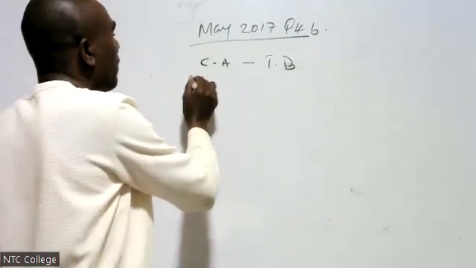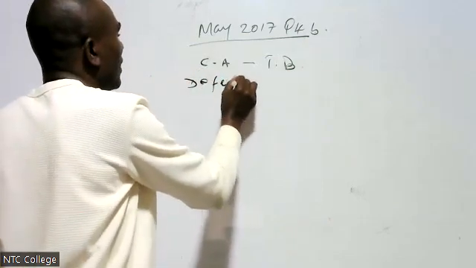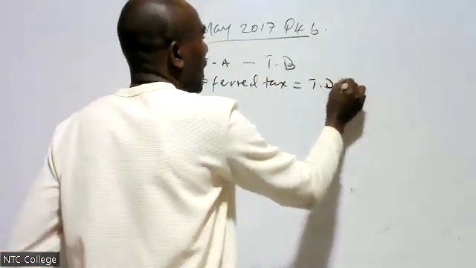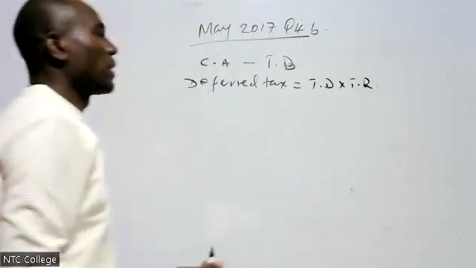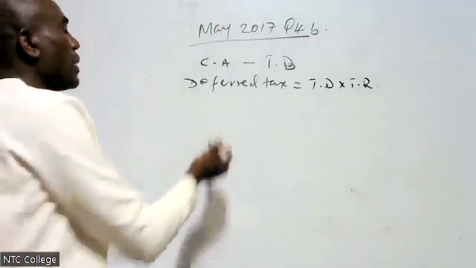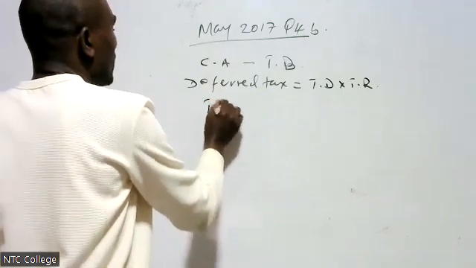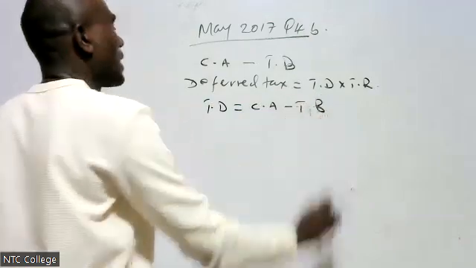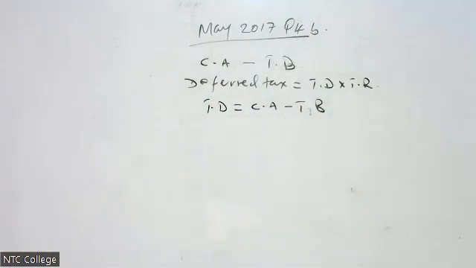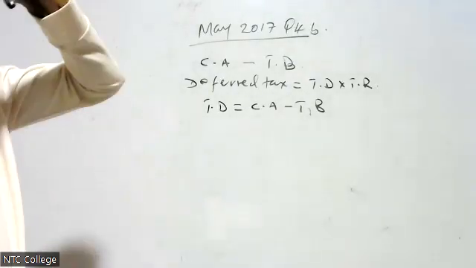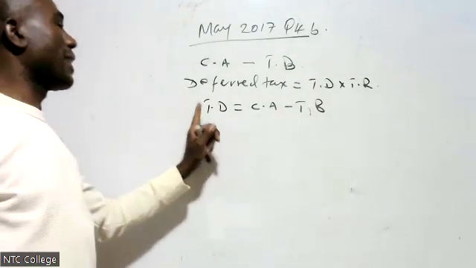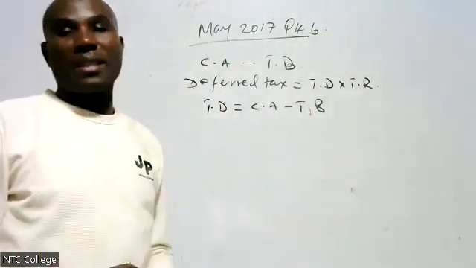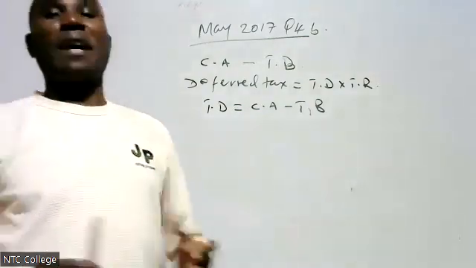Therefore, if you want to do deferred tax, we say deferred tax equals temporary difference times tax rate. Then temporary difference equals carrying amount minus tax base. Therefore, we determine the temporary difference by getting the carrying amount of an asset minus the tax base. Then we get deferred tax.